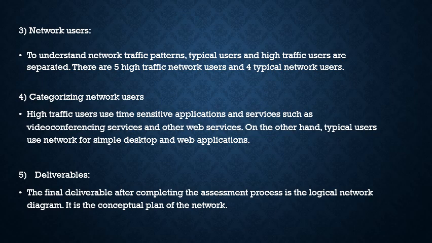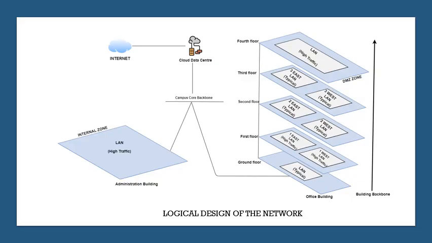Deliverables. The final deliverable after completing the assessment process is the logical network diagram. It is the conceptual plan of the network. Here is the picture of the logical design of the network. The campus core backbone that connects the administration building and office building is facilitated by the cloud data center, which is connected to the internet. The administration building has high traffic network users, while the office building has five typical network users and three high traffic network users.